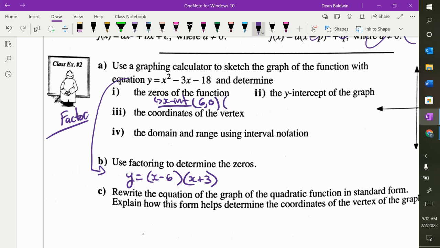And the reason I'm writing them as a coordinate pair, x, y, is because the x-intercept is when y is equal to 0. Okay? And negative 3, 0. We're not going to worry about the vertex. It's grade 11, and finding it involves converting to standard form. I don't care about that. The y-intercept: if the x-intercept is when y is 0, the y-intercept must be when x is 0.